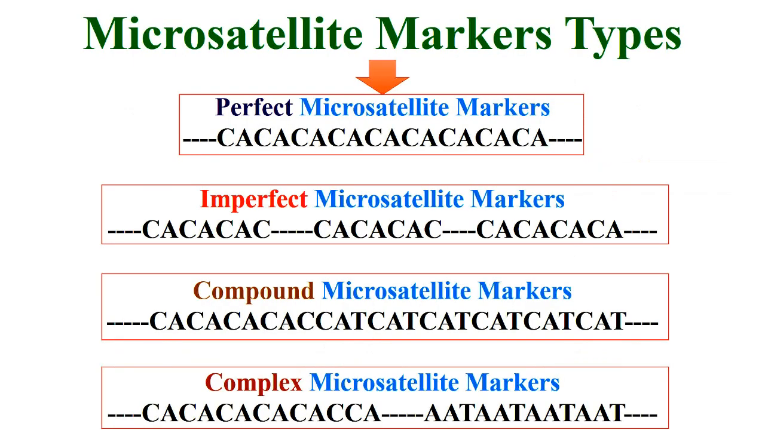Microsatellite markers have 4 types: perfect microsatellite markers, imperfect microsatellite markers, compound microsatellite markers, and complex microsatellite markers, as mentioned inside the slide.